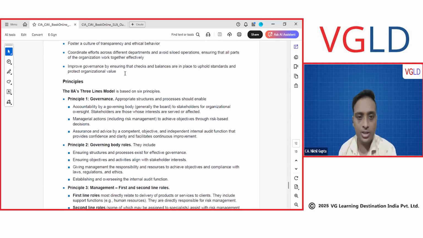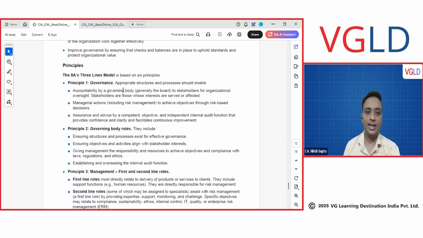Let's discuss the principles. The IIA three-line model is based on 6 principles. The first principle is known as governance. Appropriate structures and processes should enable what? Accountability by a governing body, generally by a board. We understand that the governing body is the board of directors and audit committee, and they are accountable to their stakeholders.